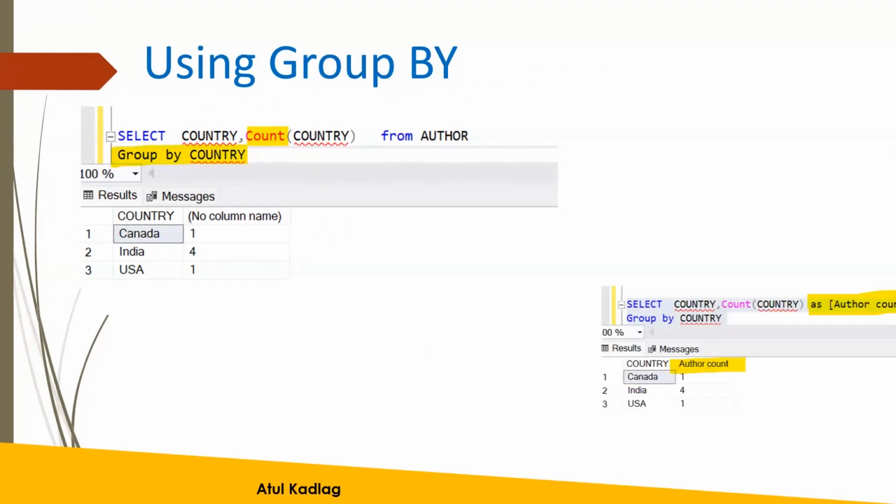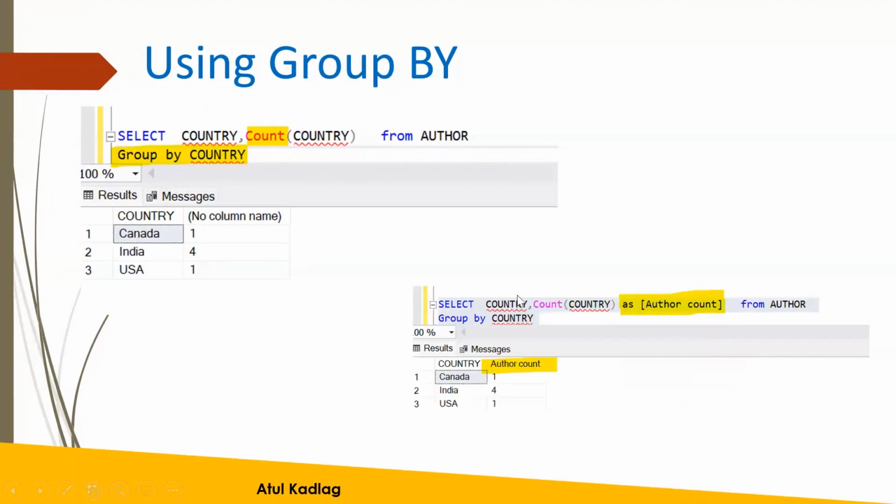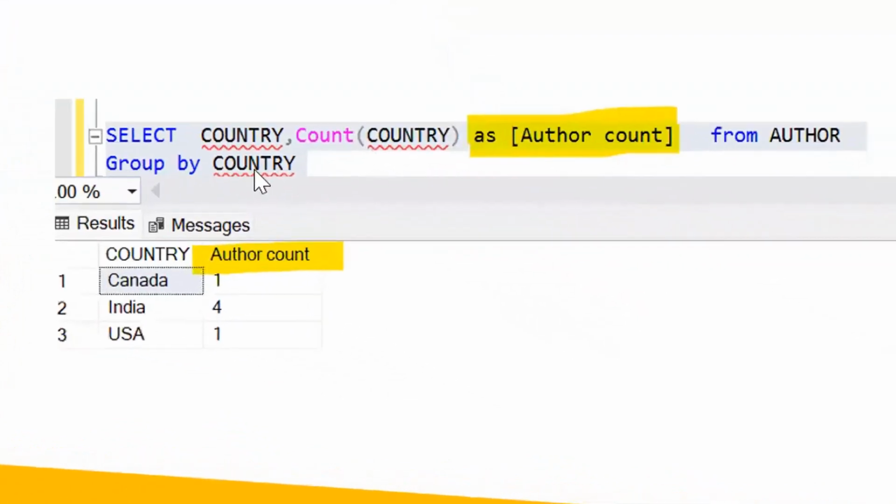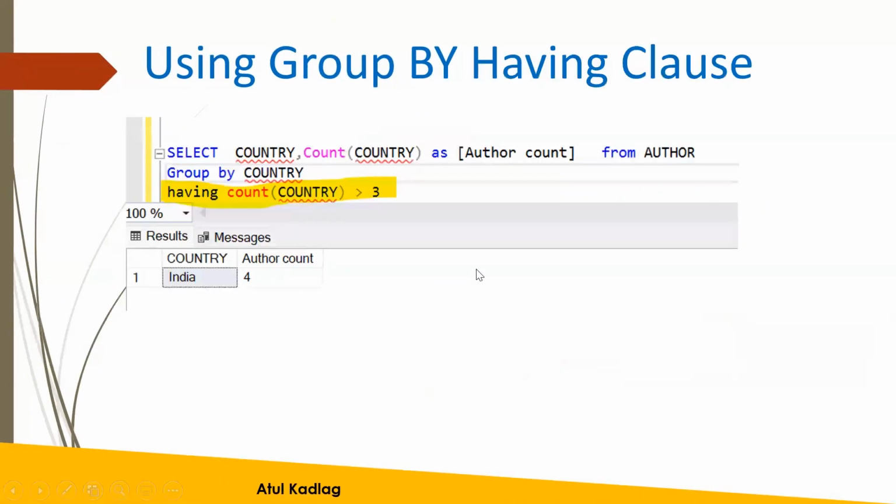Instead of having no column name here, we can mention an alias such as author count. So how many authors there are from each country, that is what we can see with the help of the count function. There are other functions, which are sum, maximum, and minimum, that we can also use as per our requirement, but this is how the group by clause is used.